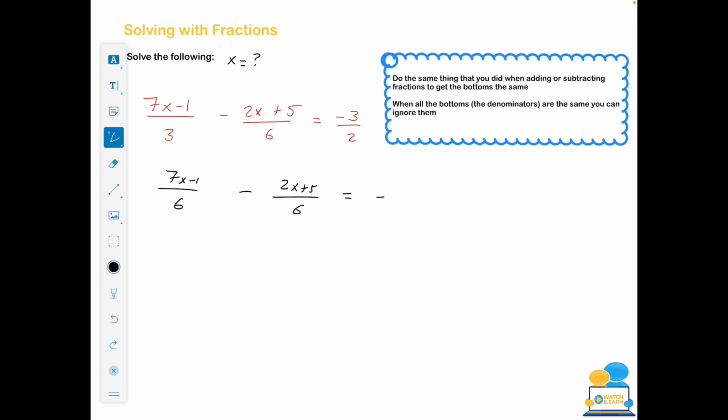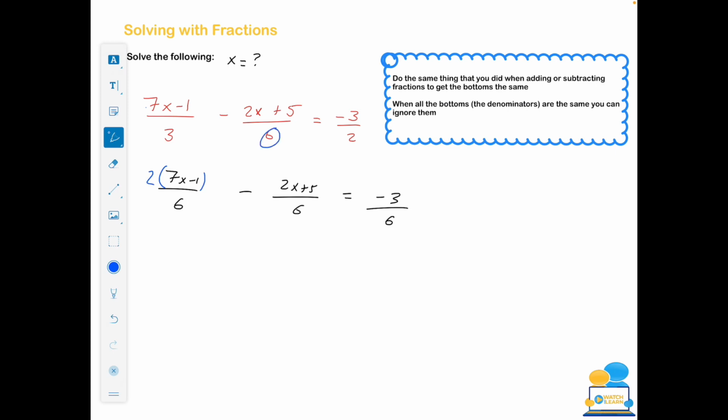Again, I've broken quite a lot of rules there, so I need to go back and unbreak those rules. This was a 3 and it suddenly became a 6. To go from 3 to 6, we multiplied by 2, so we're going to have to do the same thing to the top.